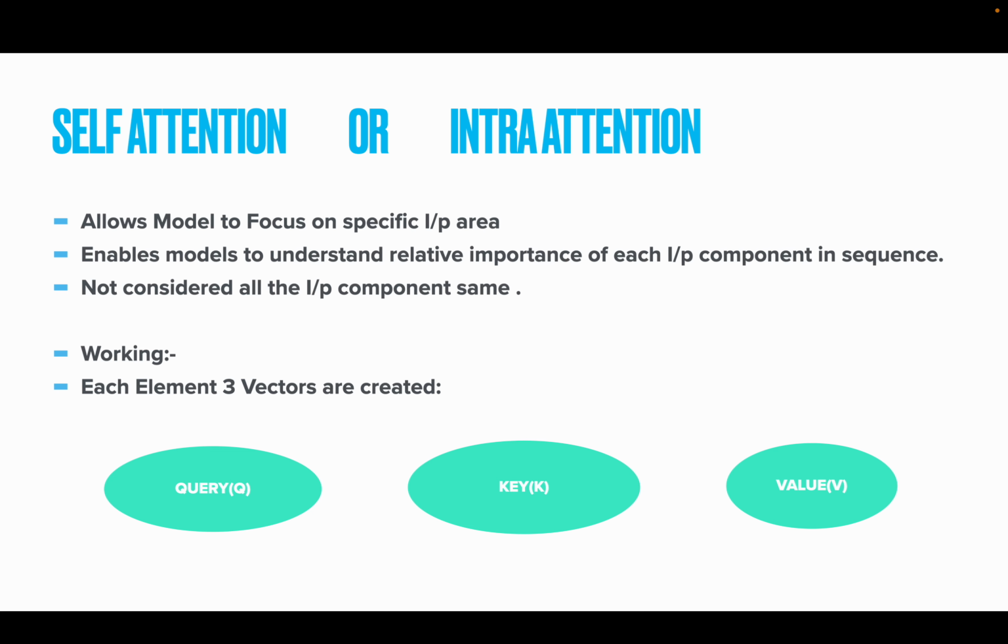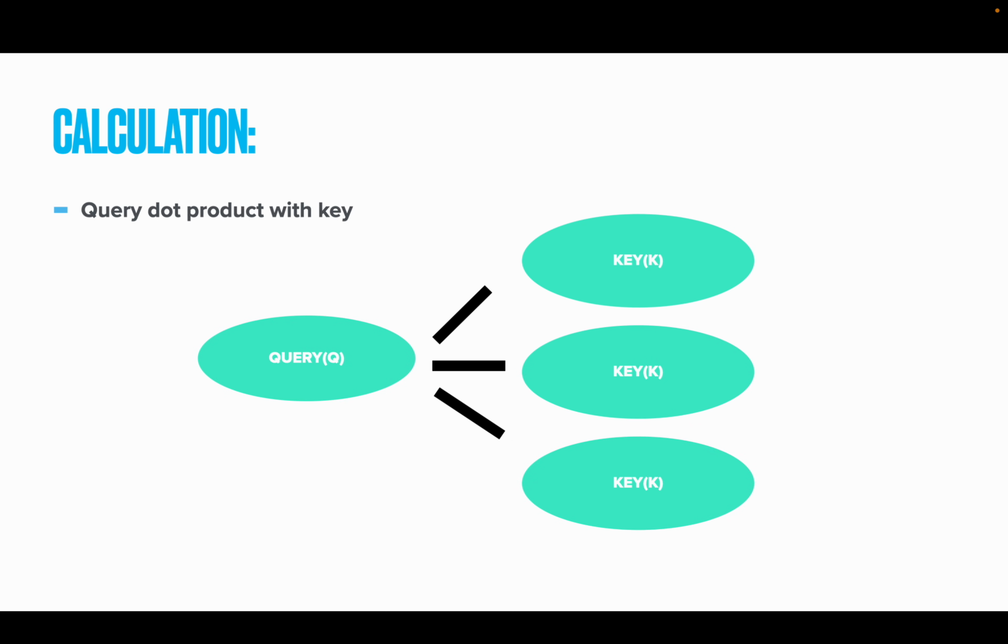So it is mainly divided into three parts: query, key and value. Query, key and value. The calculation is basically a dot product calculation. The query is getting a dot product with the multiple keys, and then it's given to the softmax, and then a probability is created, and we will understand with a simple example.